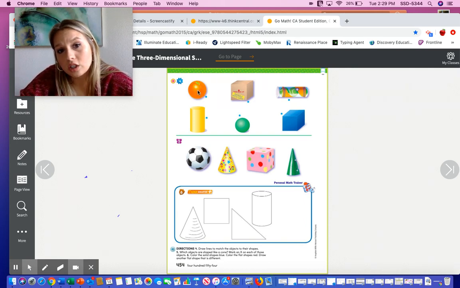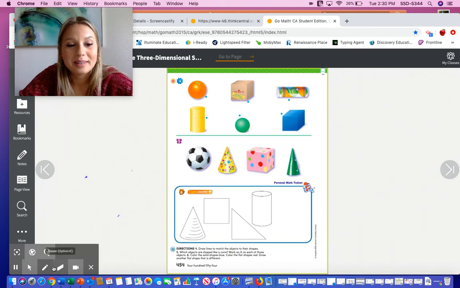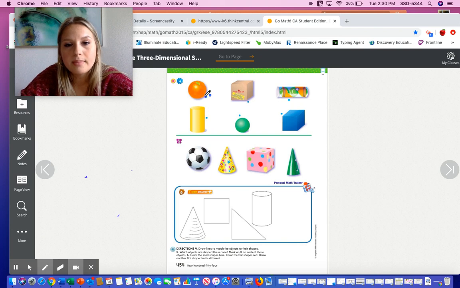What is an orange? Is an orange a cylinder? Is an orange a sphere? Or is an orange a cone or a cube? Draw a line. So start at the orange. Where does it go? Which one does it match with? Should match with the sphere. Good. All right, let's look at the box.